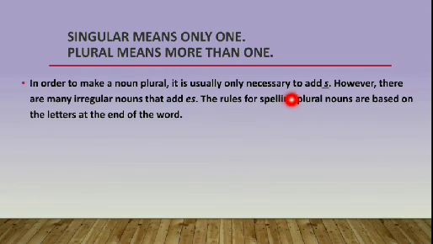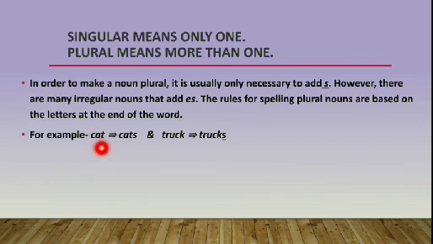However, there are also some other words with which we sometimes add ES also. Basically, we add either S or ES. Now let's see some of the spellings for changing into plural nouns, and how and on what basis they are changed. First of all, let's take the example cat. If we see here, the last letter is T.